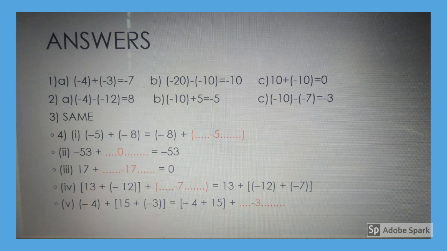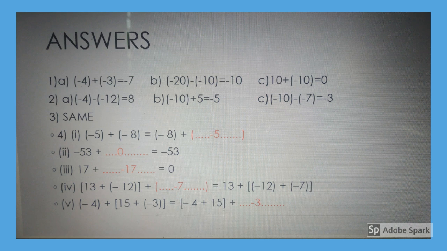For the first one, which is write a pair of integers whose sum is -7, we can write -4 plus -3, which is equal to -7. And for the second one, write a pair of integers whose difference is -10: -20 minus -10 is equal to -10. So this is the answer. And the third one, write a pair of integers whose sum is 0. We can write 10 plus -10, which is equal to 0. So for the second question A, they have asked to write a pair of negative integers whose difference gives 8.